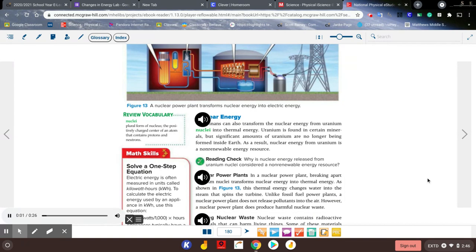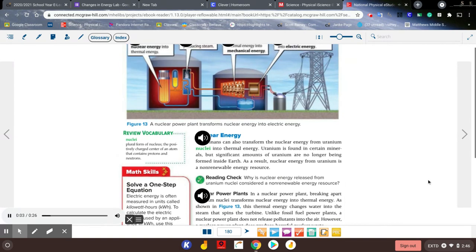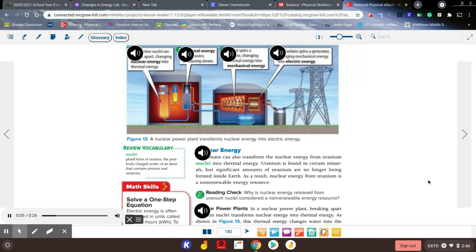Nuclear power plants. In a nuclear power plant, breaking apart uranium nuclei transforms nuclear energy into thermal energy. As shown in Figure 13, this thermal energy changes water into the steam that spins the turbine. Unlike fossil fuel power plants, a nuclear plant does not release pollutants into the air. However, a nuclear power plant does produce harmful nuclear waste.